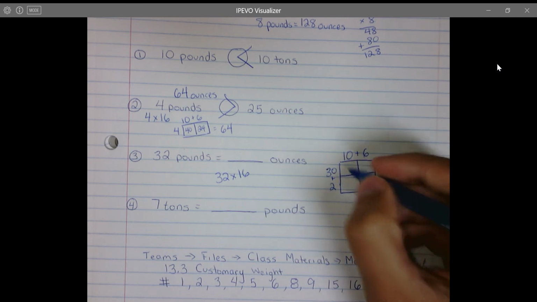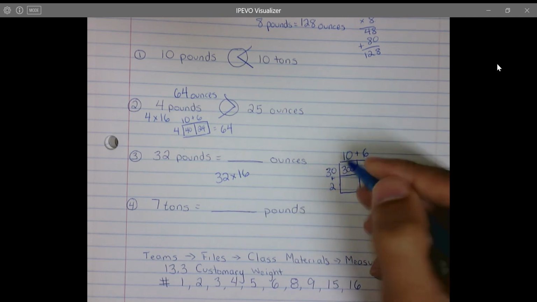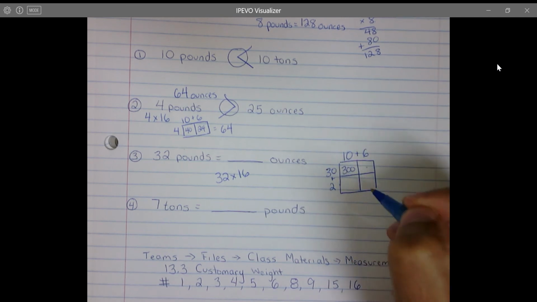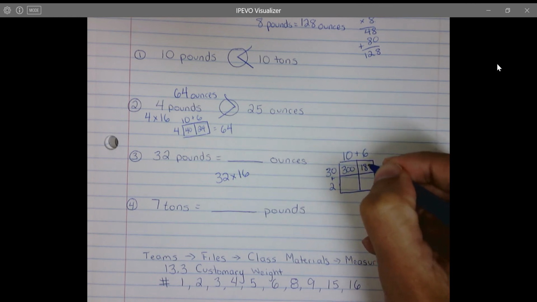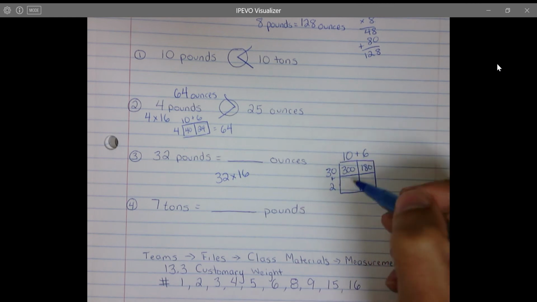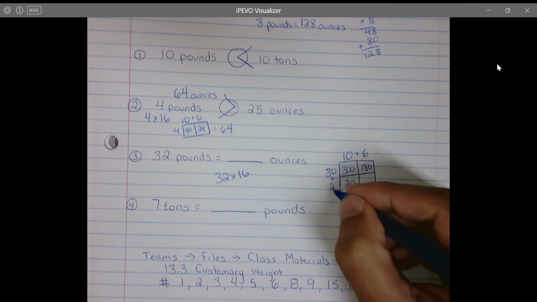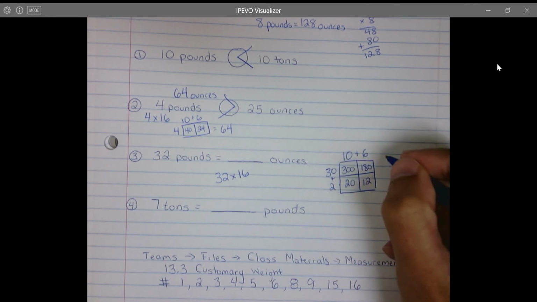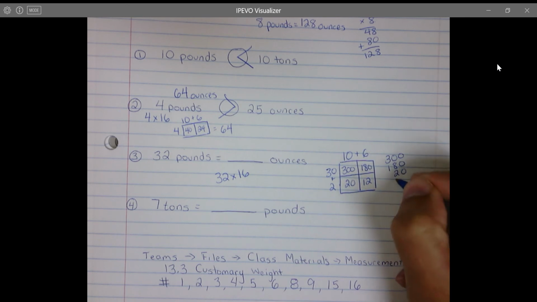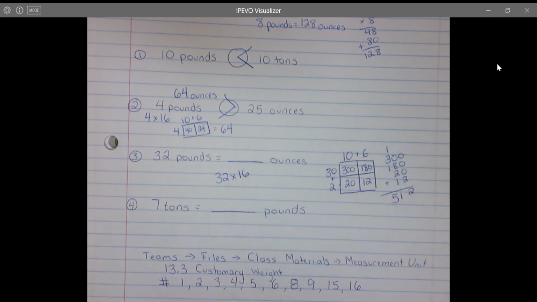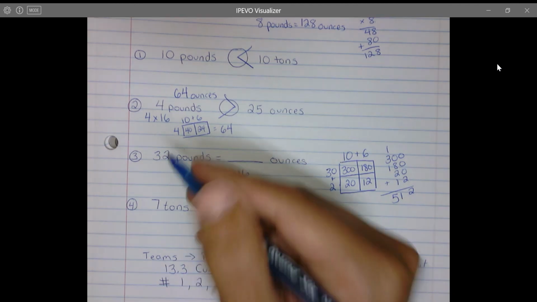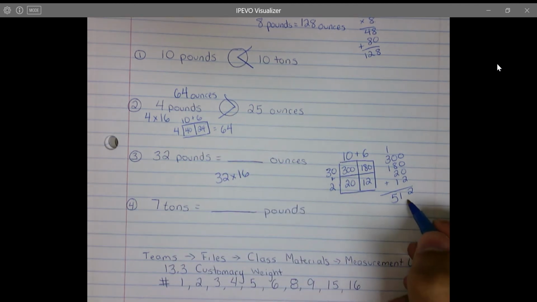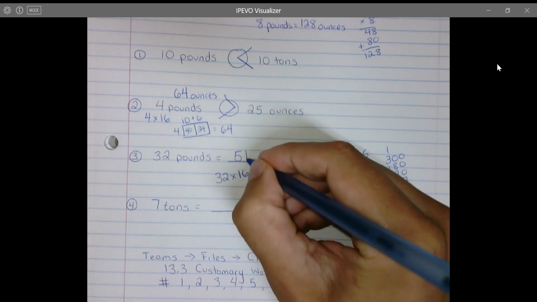30 multiplied by 10 would be 300. This one, 30 multiplied by 6 would be 180. 2 multiplied by 10 would be 20, and 2 multiplied by 6 would be 12. So now all I have to do is add all of these partial products, making sure I'm lining up my numbers nice and neatly, regrouping if we need to, and we get 512.